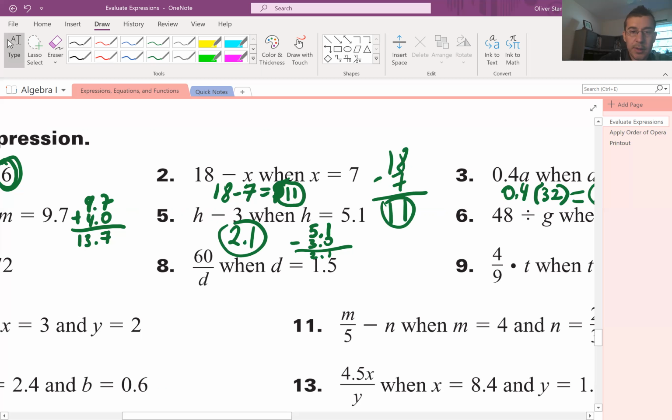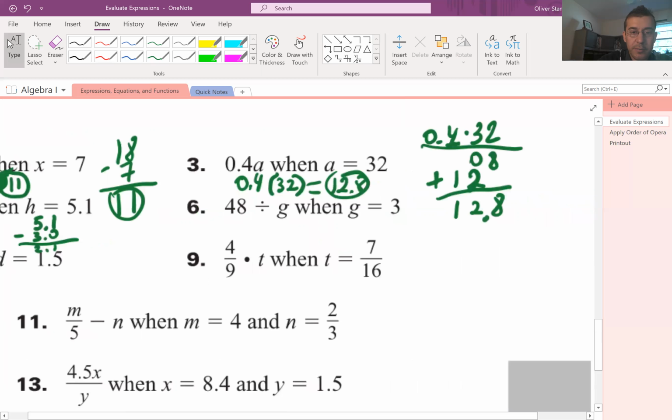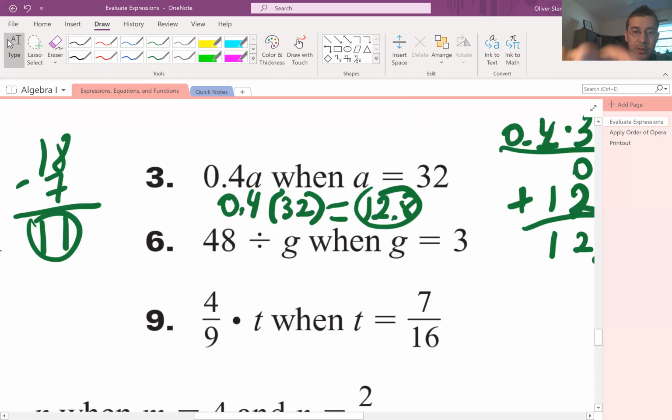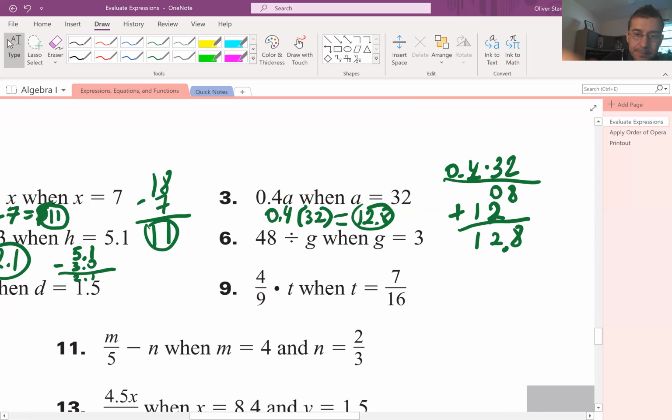Okay. Number 6, 48 divided by g when g equals 3. Let's do it right here. So 48 divided by 3. So first we do 4. 4 divided by 3 is 1. 1 times 3 is 3. We do minus, that's 1. And then 8 comes down. So what is 18 divided by 3? It's 6. Because 6 times 3 is 18. Right? So 16 is the solution for number 6. All right.